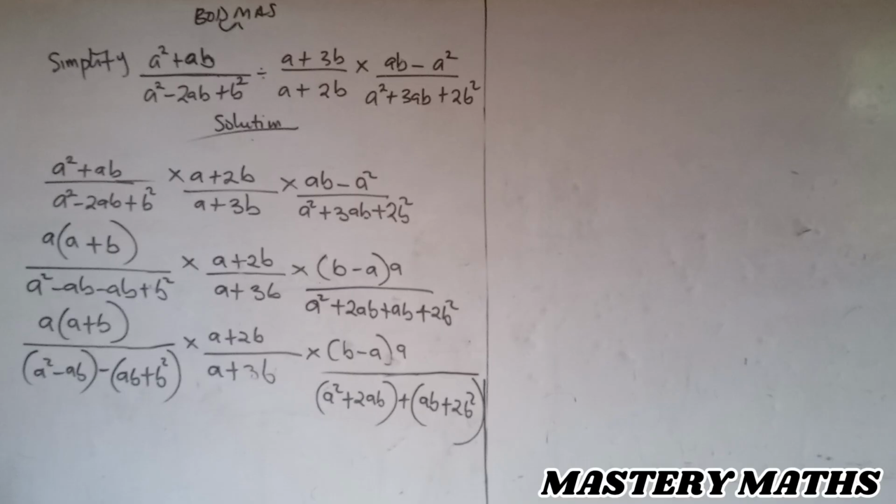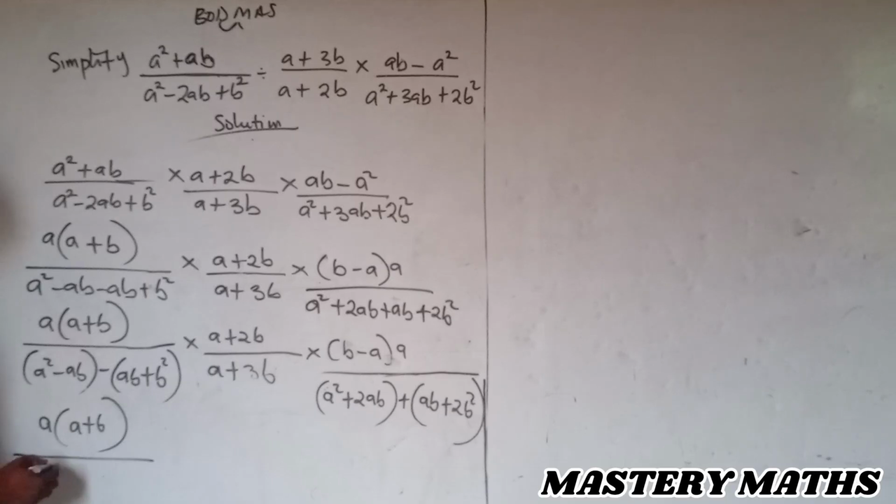Then having done this, what will be the next thing? This same numerator, you bring it down. It should be A bracket A plus B. Close the bracket. Now, we have to look for the common factors of each bracket. Common factor in each bracket. What's the common factor here? The common factor here is A, because A is here, A is here.